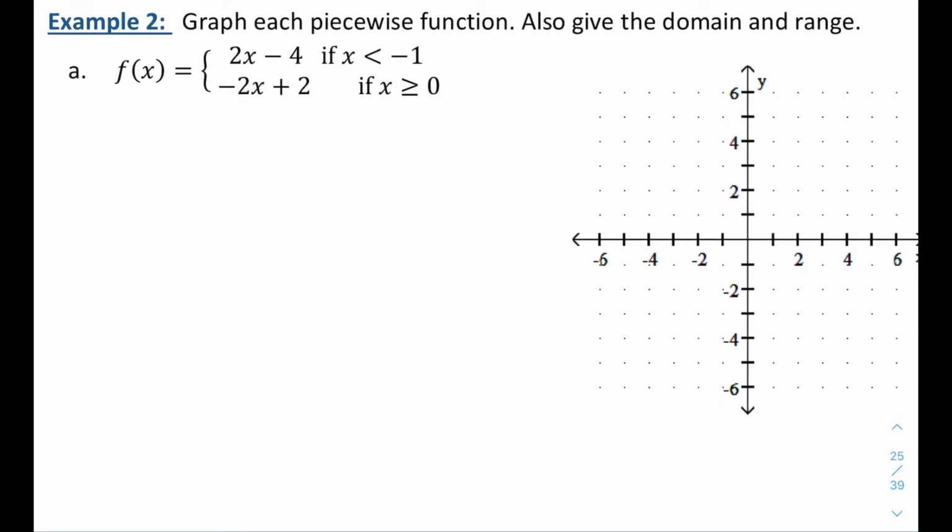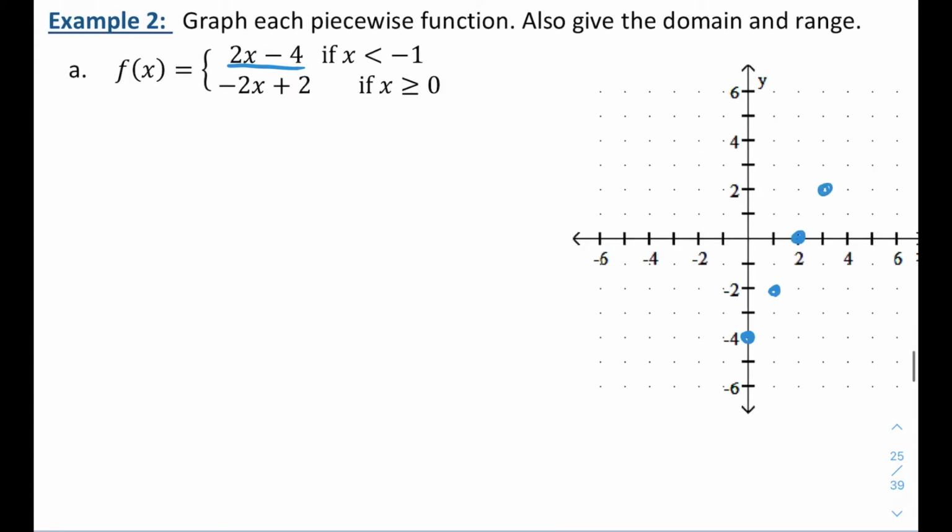All right, let's do some graphing. So this is like multiple lines on the same graph. We just want different sections of them. For 2x minus 4, let's just graph it like we would normally. Start with my y-intercept of -4, up to right 1.